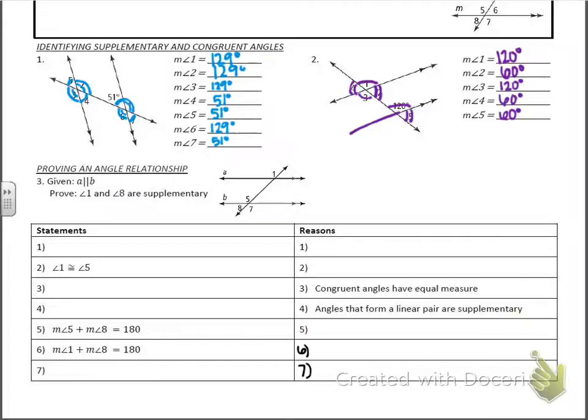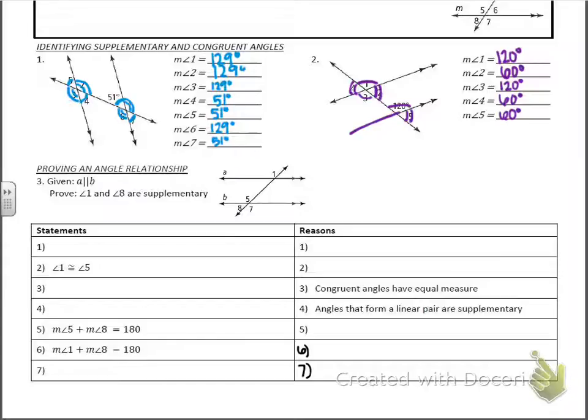So let's look at the picture and brainstorm what we want to do first. First, they tell us that line A is parallel to line B. We could also tell because they have this little marking right there, which means they're parallel. And we want to prove that angle 1 and angle 8 are supplementary, meaning they add up to 180. So I want to go through this. What are you guys thinking right now? How could we prove this?